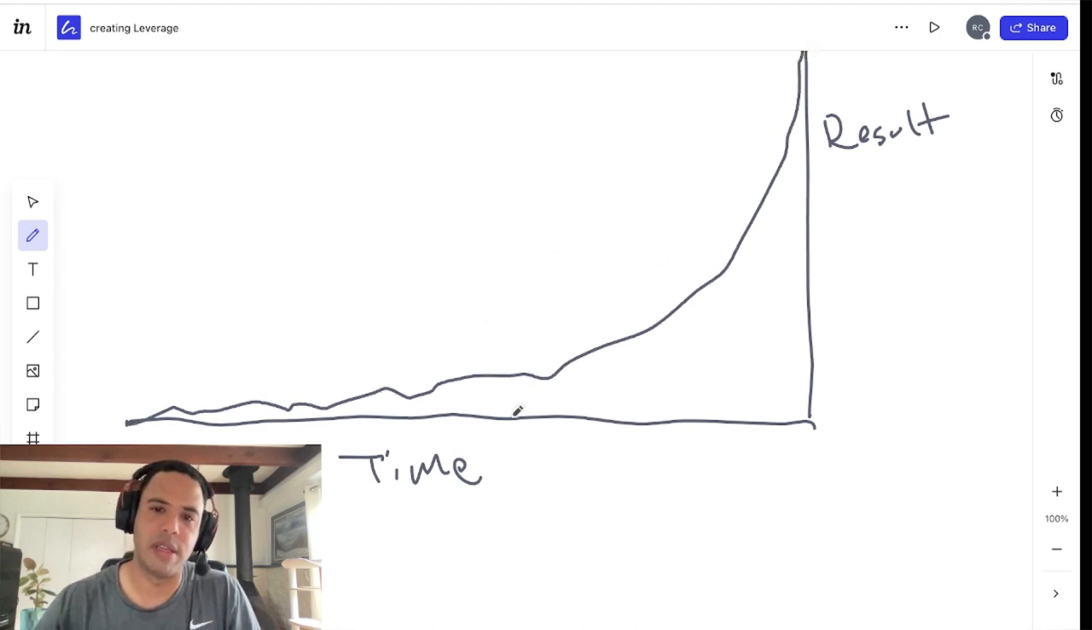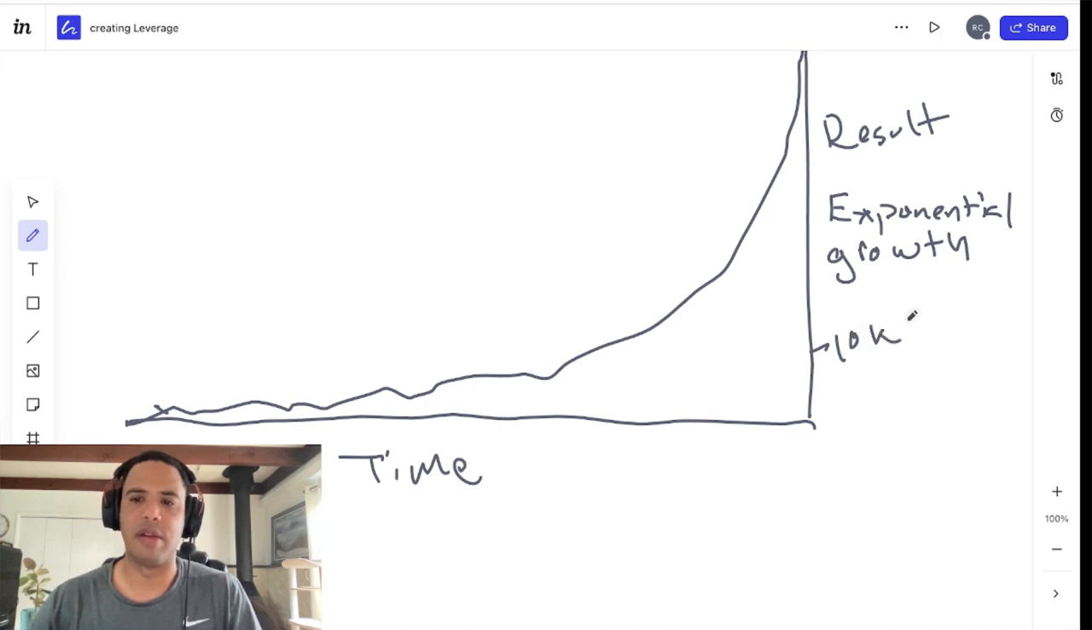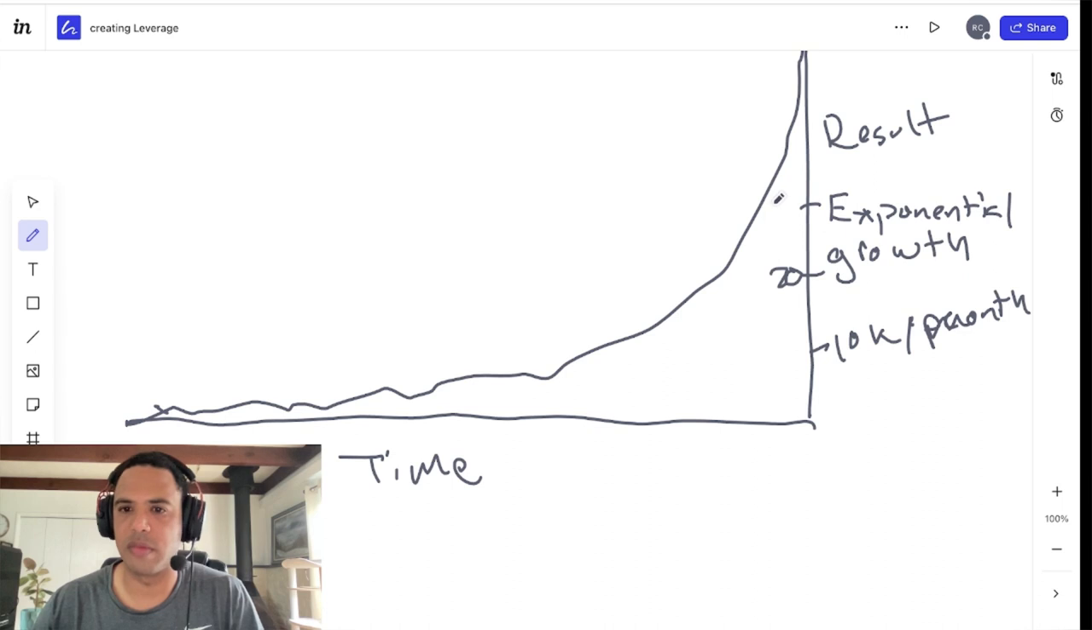And what this is called is exponential growth. Where right here, you might be making a sale here and there, and then maybe here you get to 10K per month. That's what that's supposed to say. And then here you're at 20, and then here you're at 50, and here you're at, let's say, 100K per month, right? And this just keeps going on and on and up and up and up.